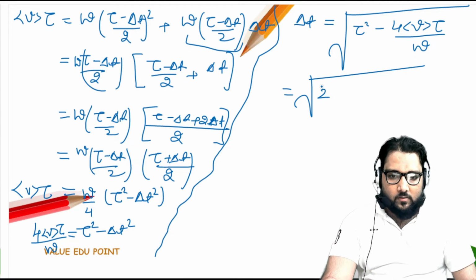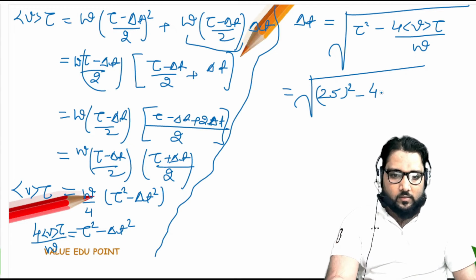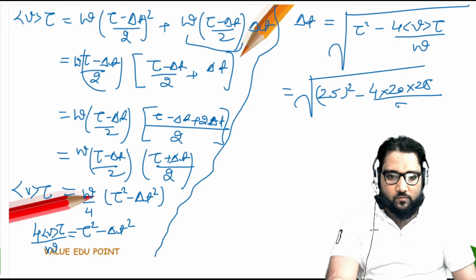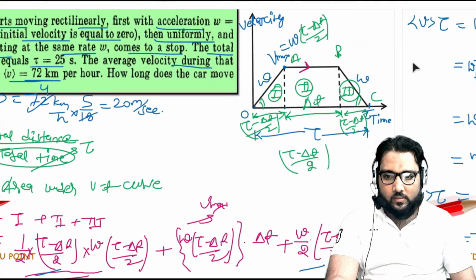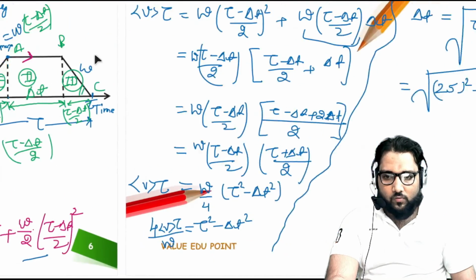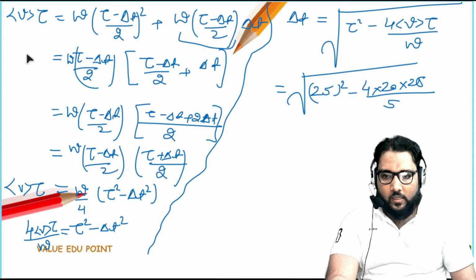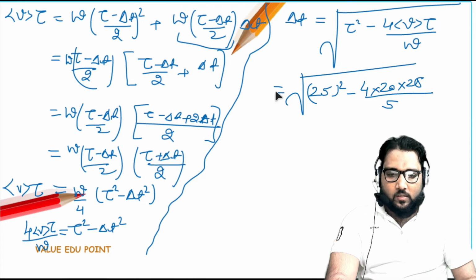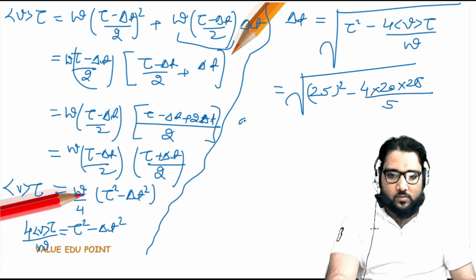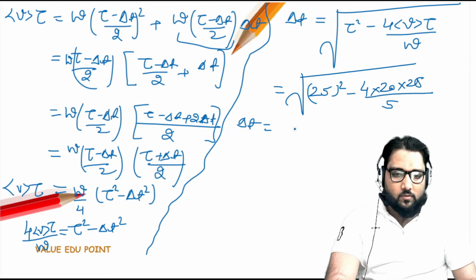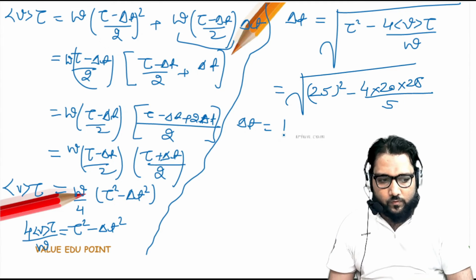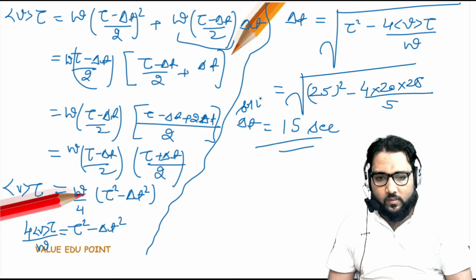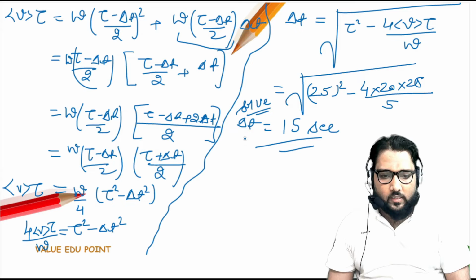25 second. Okay, and this is 4, and the average velocity is 20, and again 25, and the omega is 5. You can see the value of omega here, the acceleration, that is 5 meter per second square. Is it okay, guys? Okay, and when you solve this expression, delta t will come out to be 15 second.